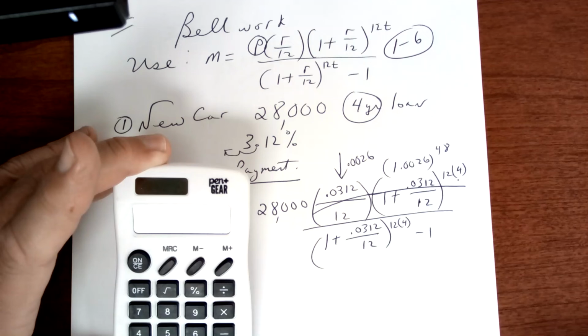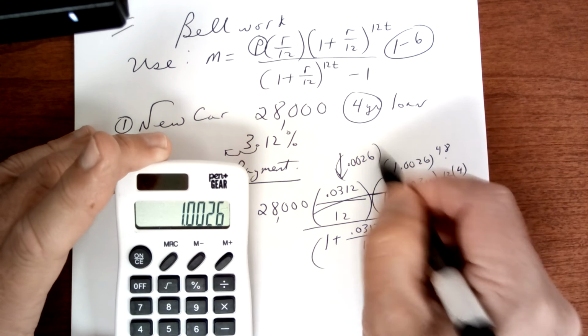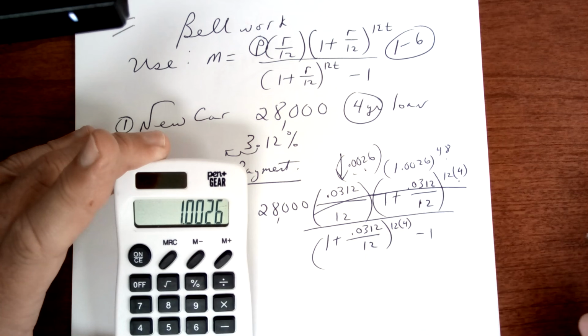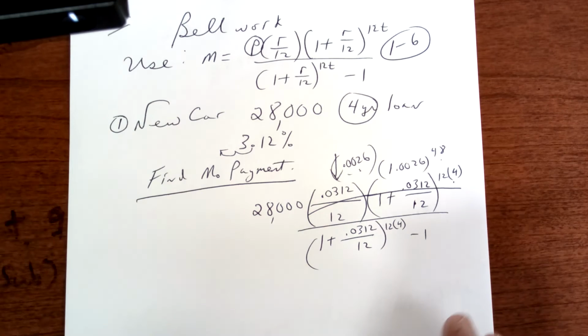Once you raise it to the 48th power with a better calculator, you multiply these times this. And then you work this out down here as well. And that will give you your monthly payment, but again, you're going to need a better calculator.